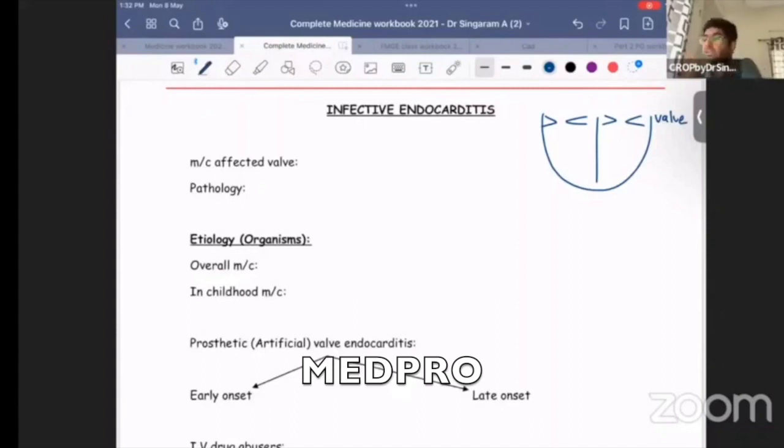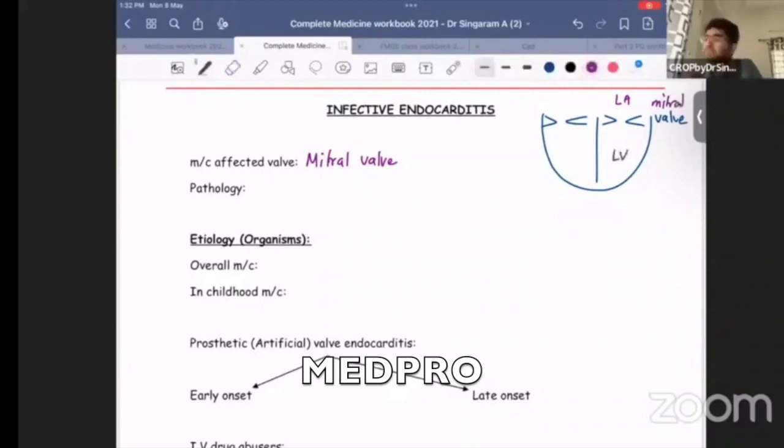In fact, in infective endocarditis, the most common area affected is the heart valve only. Any of you know which is the commonest valve which is affected in infective endocarditis? It is the mitral valve. Most commonly, it affects the mitral valve. That is on the left side, between the left atrium and left ventricle. The mitral valve is the most common site which is affected in infective endocarditis. Please don't forget this.